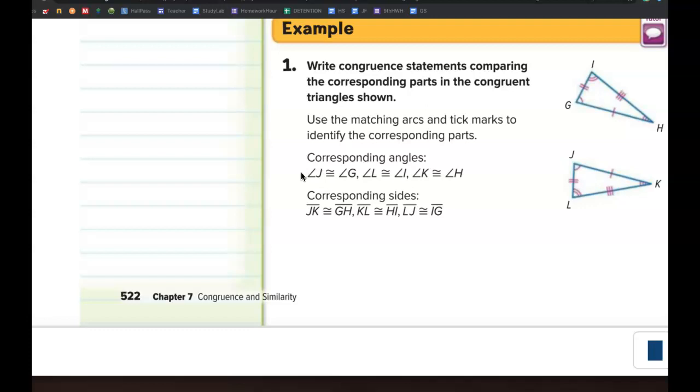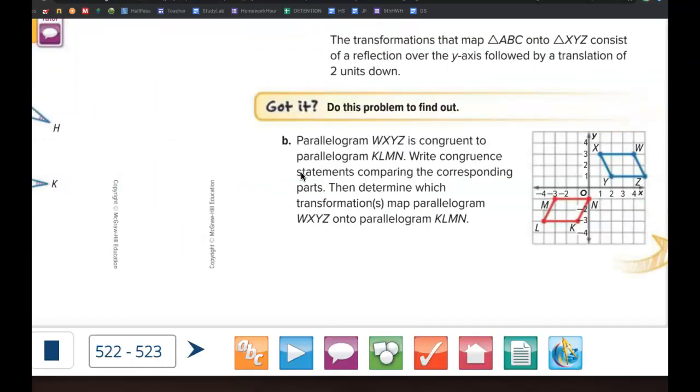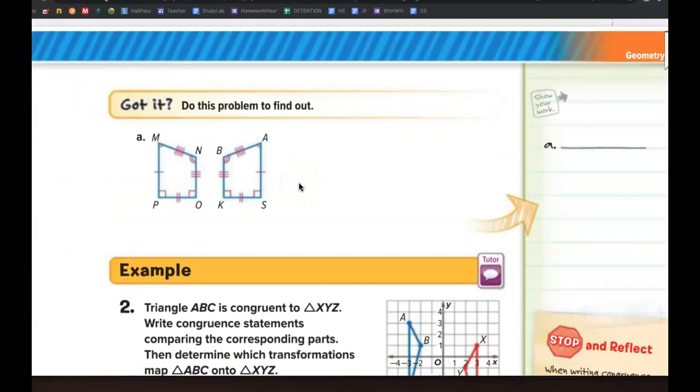Then we move on to our sides. JK, how many tick marks does JK have? How many tick marks on that side? 1, so which one corresponds on the other triangle? G and H. Okay, so KL corresponds with? KL has 3, so IH has 3, and then LJ has 2, so IG has 2. Questions with that? All right, let's go up to the top of the next page.